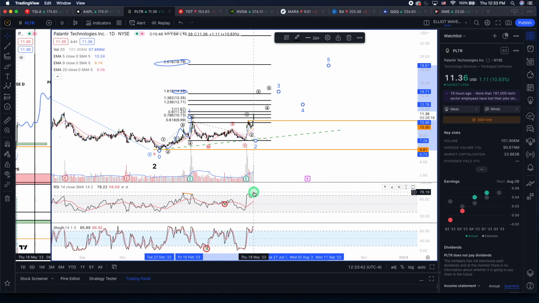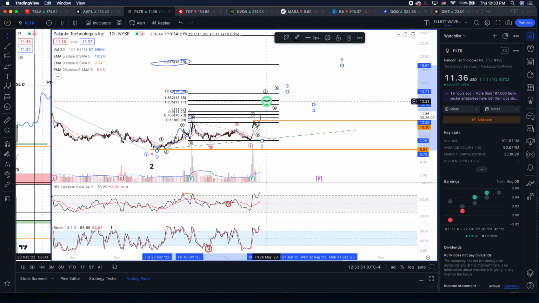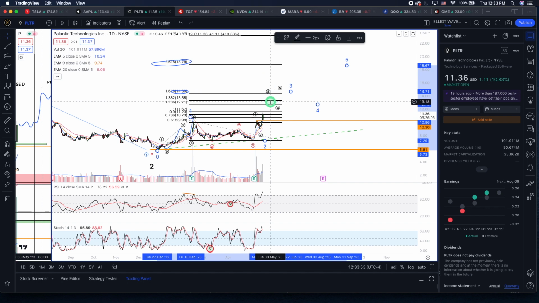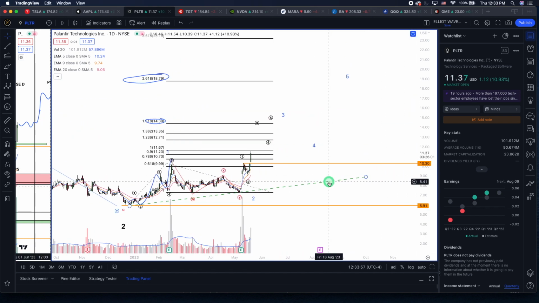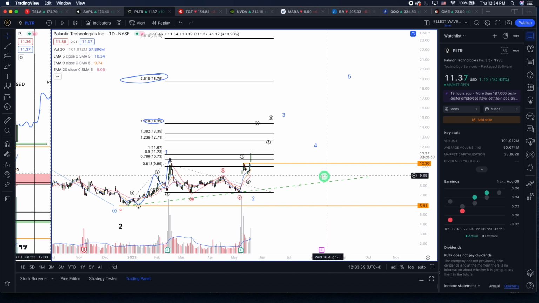RSI is a little high, right? So I wouldn't be surprised if this pulls back a little bit before it does this move, right? It doesn't have to get there all at once. And it's the hardest part about the Elliott wave theory, trying to come up with time projections for these price predictions.